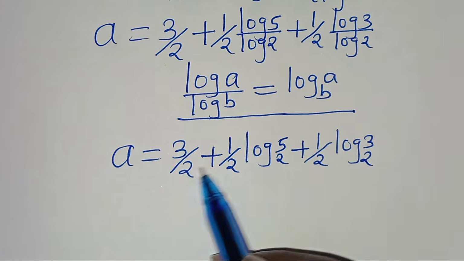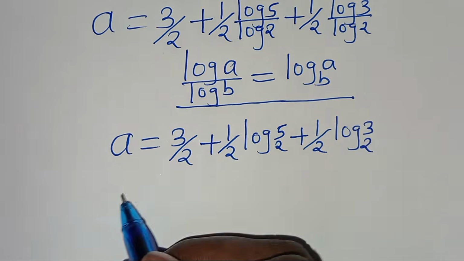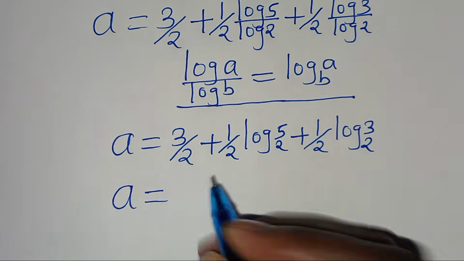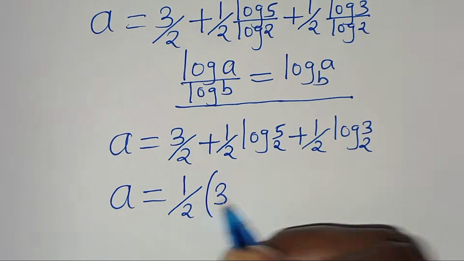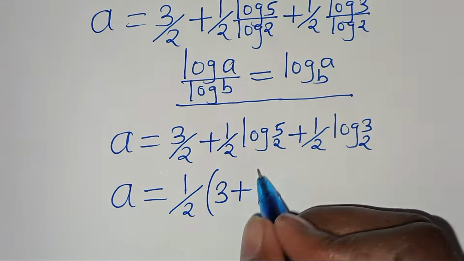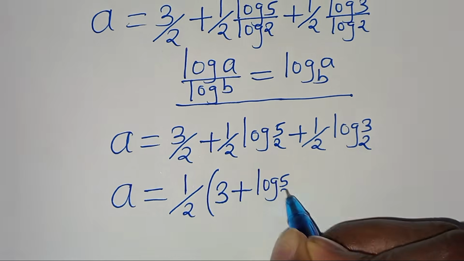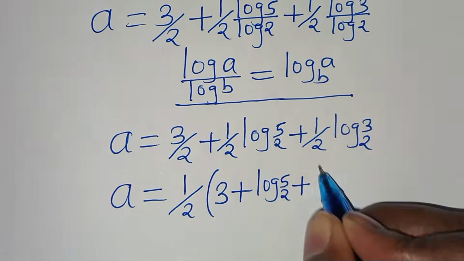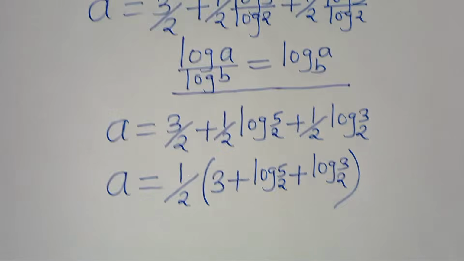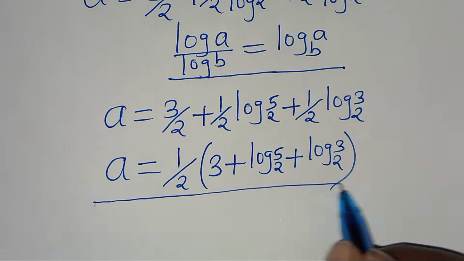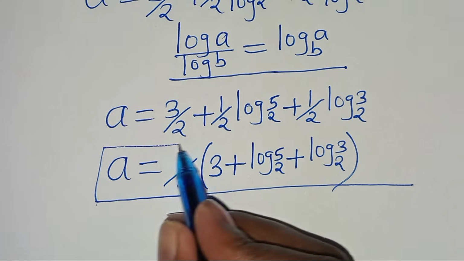And since a half is common here, we can factor out half, so that we have a is equal to half into the parentheses 3 plus log 5 to base 2, then plus log 3 to base 2. So this is the value of a.